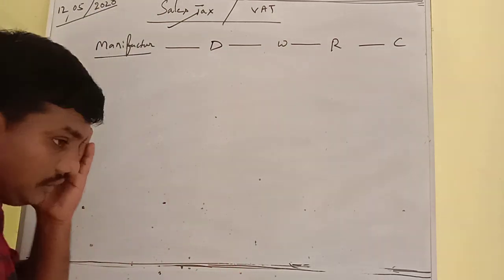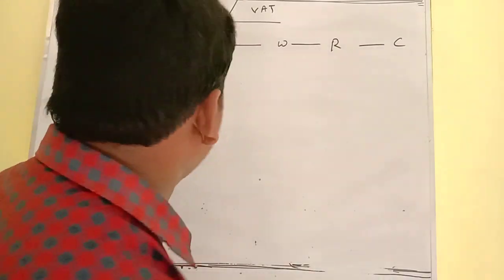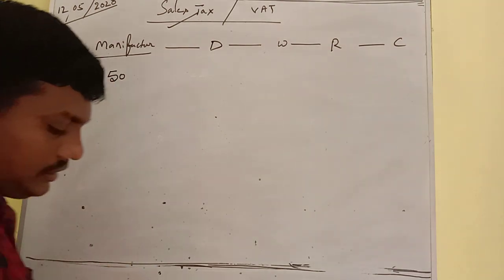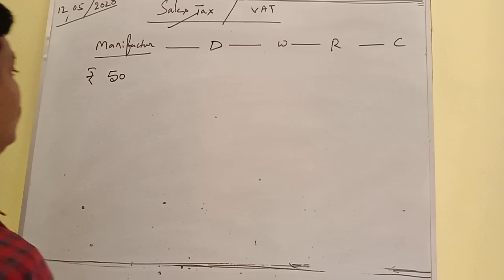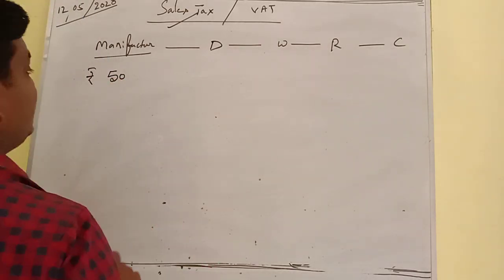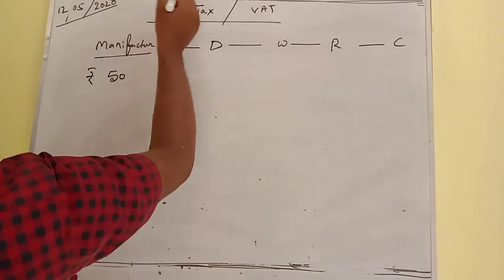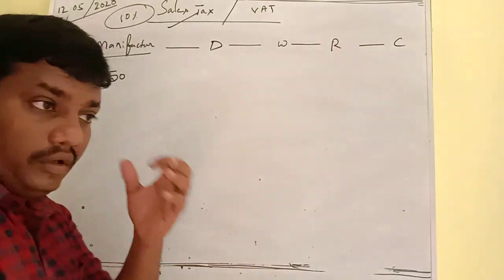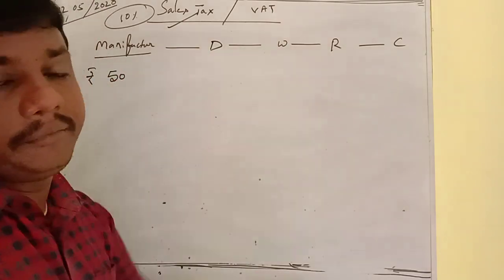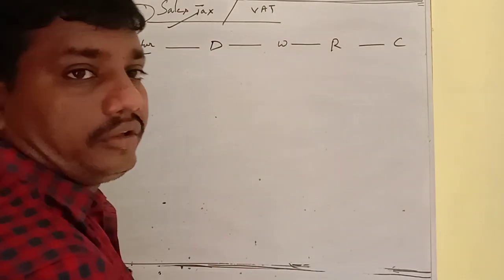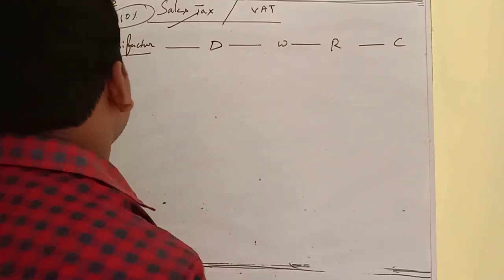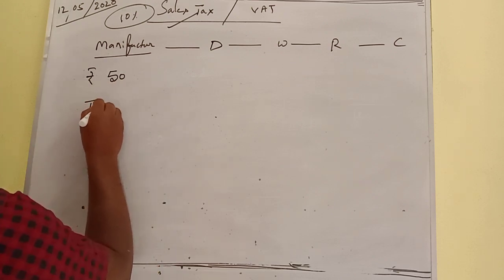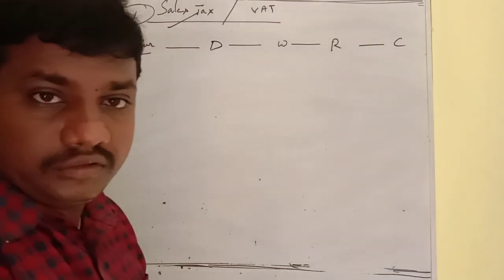Suppose a manufacturer produces an item for 50 rupees. Now on this 50 rupees we are going to calculate the sales tax at 10%. Suppose the given sales tax for a particular item is 10%. On that condition we calculate the sales tax throughout this chain. So for the manufacturer, the tax is 10% of 50, which is equal to 5 rupees.